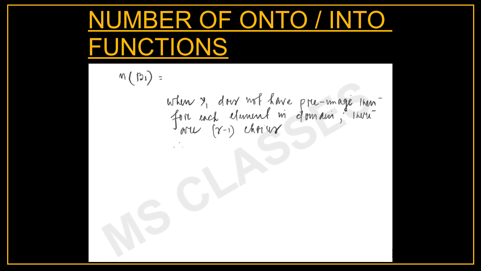Therefore, the number of cases will be (r minus 1) to the power of n. Because for each element there are r minus 1 choices, and we have n elements. So r minus 1 times r minus 1 times r minus 1, (r minus 1) to the power of n. So this is for N(B1): (r minus 1) to the power of n.